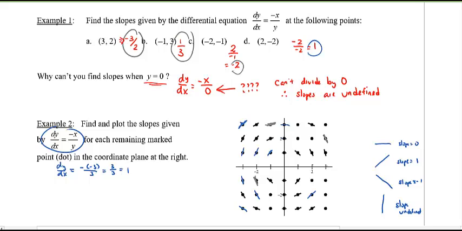Notice these are all flat here, right? On the y-axis, because the x value equals 0. So the slope here is all flat. Really steep.